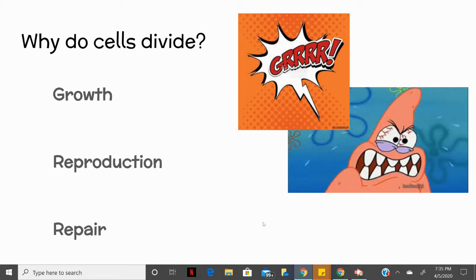So one reason is growth, one reason is reproduction, and one reason is repair. Kind of a silly way to remember this is GRR, just a silly mnemonic device, I guess. But cells need to divide in order for the organism to grow, to reproduce, and to repair damaged tissue. So we're going to look at some examples of each of these.